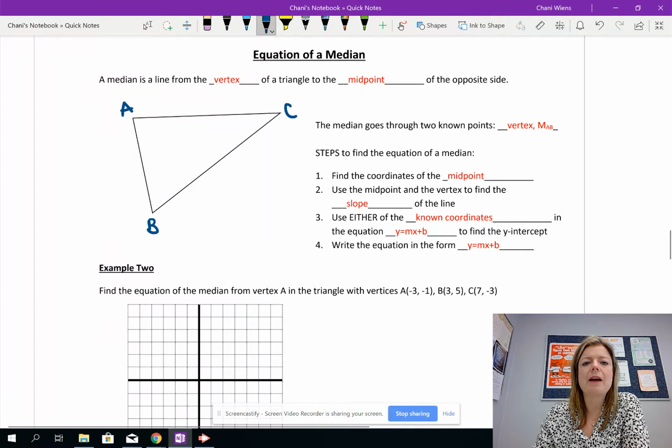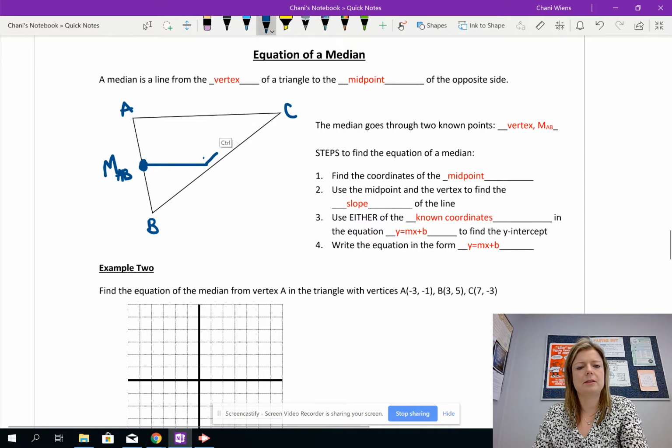So you have to be aware of what specific one they want. So the first thing you want is to find the midpoint. So let's say I do, and that's just fully eyeballing it. So let's say that's the midpoint of AB. So then the median goes from that point.